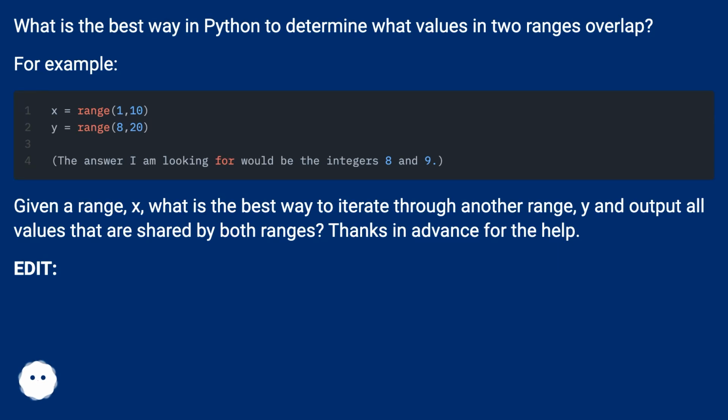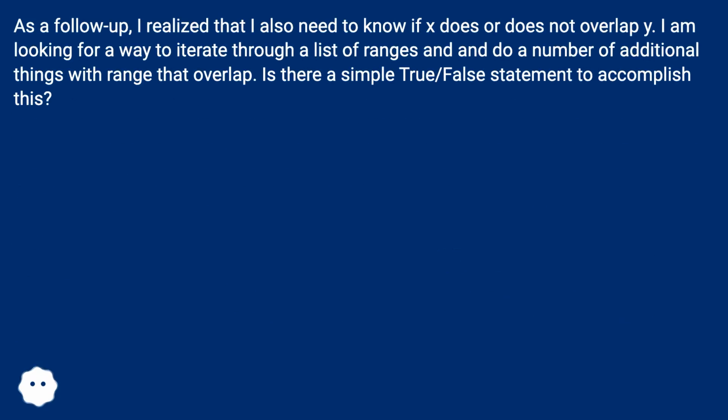Edit. As a follow-up, I realized that I also need to know if x does or does not overlap y. I am looking for a way to iterate through a list of ranges and do a number of additional things with ranges that overlap. Is there a simple true/false statement to accomplish this?